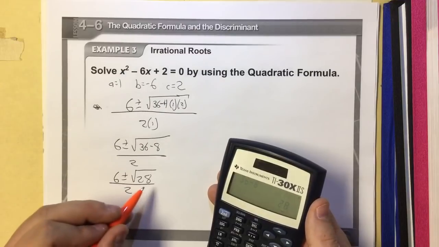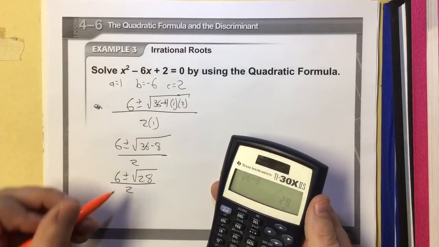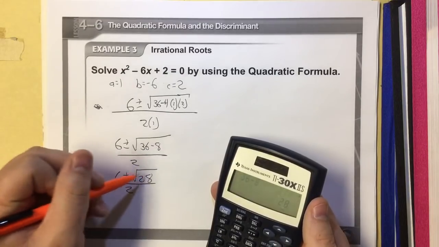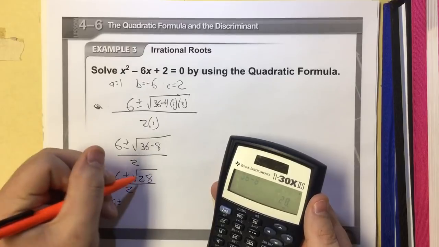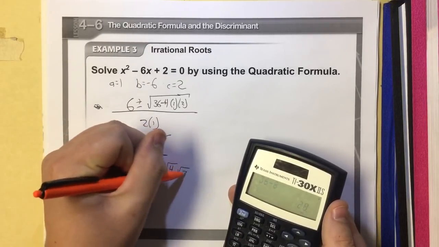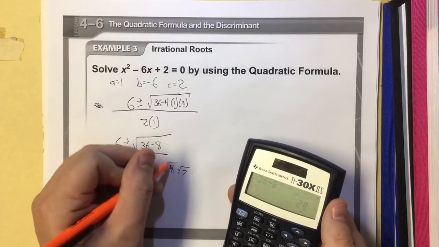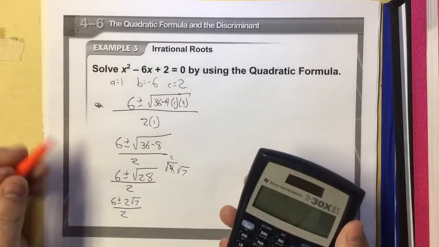This time we don't have a perfect square under our square root. Remember, that's our radicand. Since our radicand's not a perfect square, we just have to reduce it. We have 6 plus or minus, 28 is 4 times 7. So the square root of 4 is 2. So 2 radical 7 all over 2.